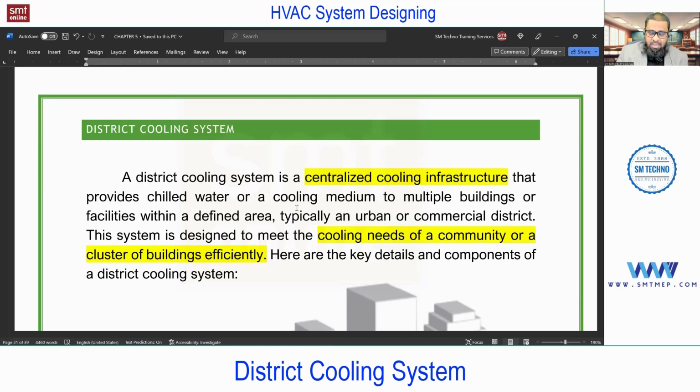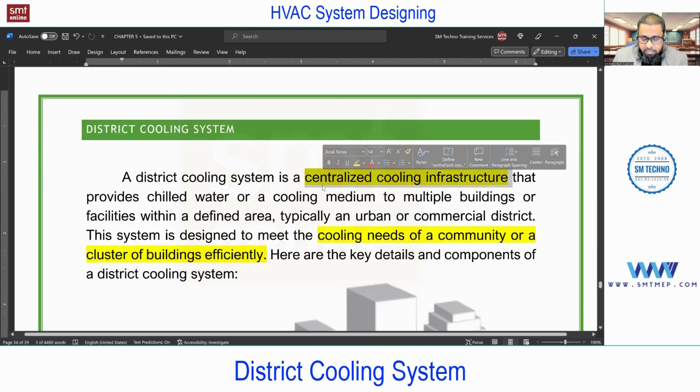So the concept of district cooling system is that it's a chill water system only, what we discussed in the previous session. But you see, it is centralized cooling infrastructure, meaning away from the building you'll find a district cooling system with a high capacity. And in that, you'll find mostly absorption chillers, which are used to produce chill water. And the chill water through insulated pipe we can supply to multiple buildings.